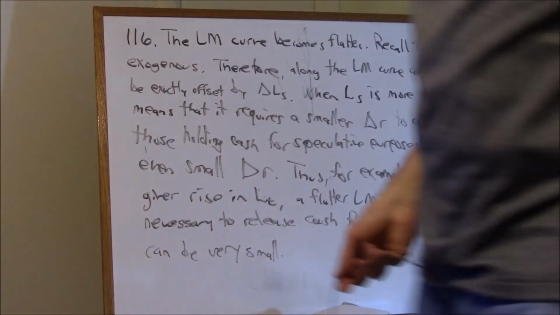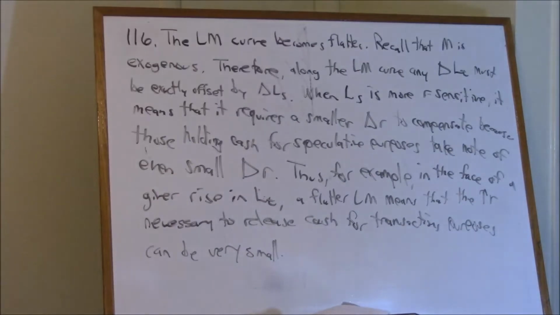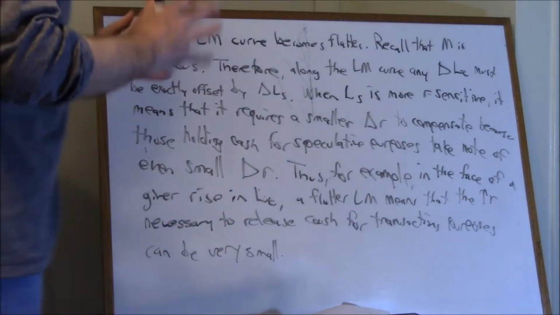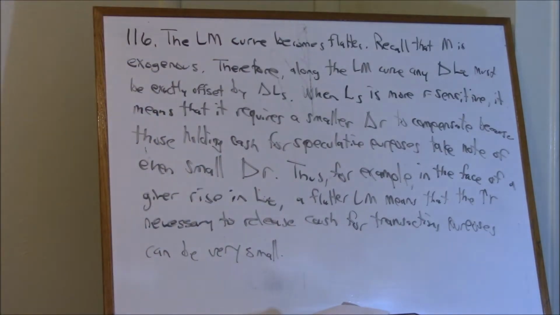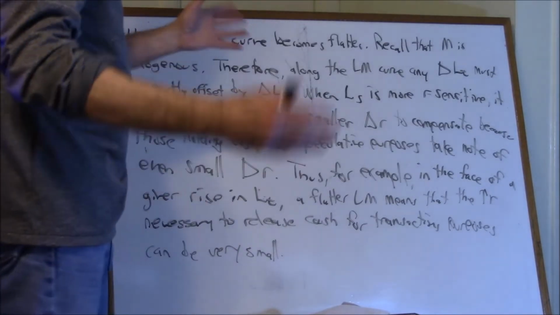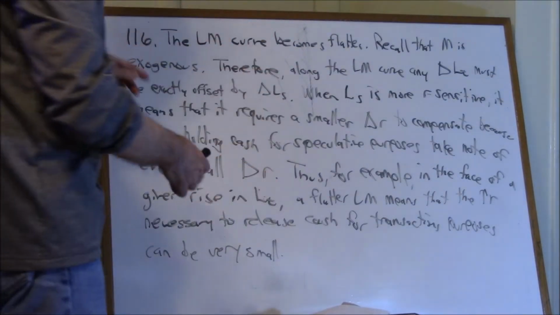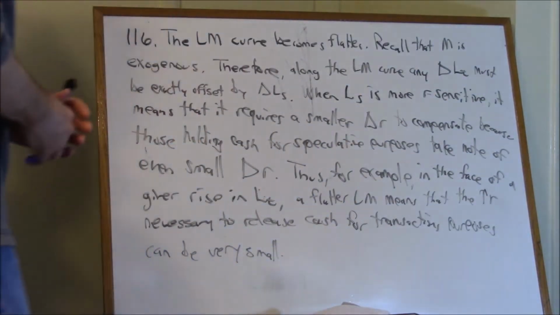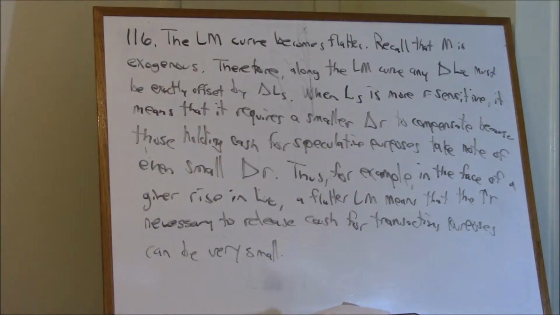So, what is it said here? First of all, you know the LM curve becomes flatter. Fair enough. Just remember, money supply is exogenous. So therefore, along any given LM curve, if M is going to be equal to L, then L can't change. And L is, of course, composed of LT and LS. So any change in LT must be exactly offset by a change in LS.